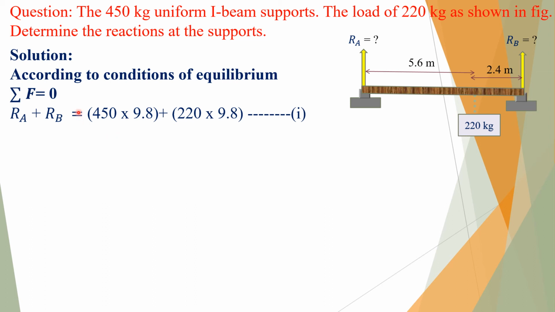So weight of the load is 220 into g, that is 9.8. Weight of the beam is 450 into g, that is 9.8. Let's say it equation number 1.